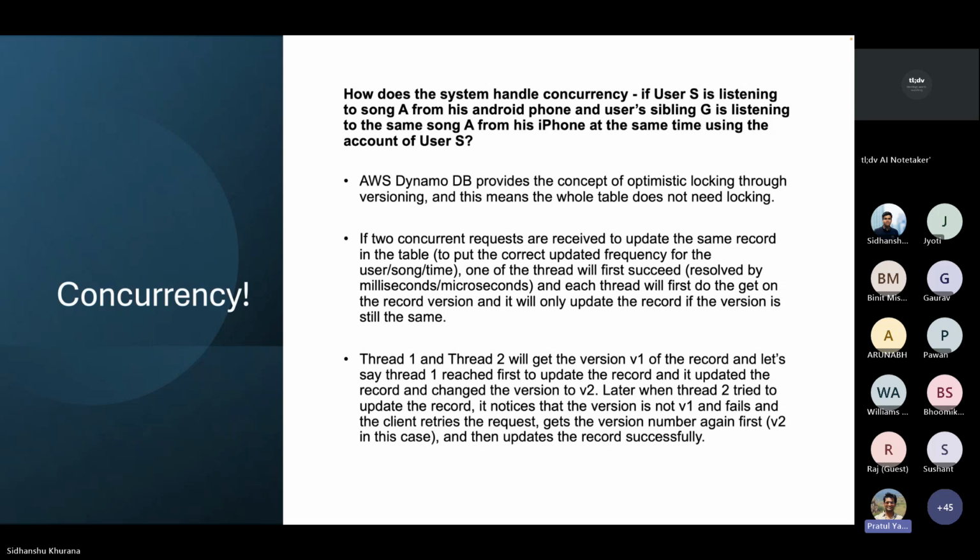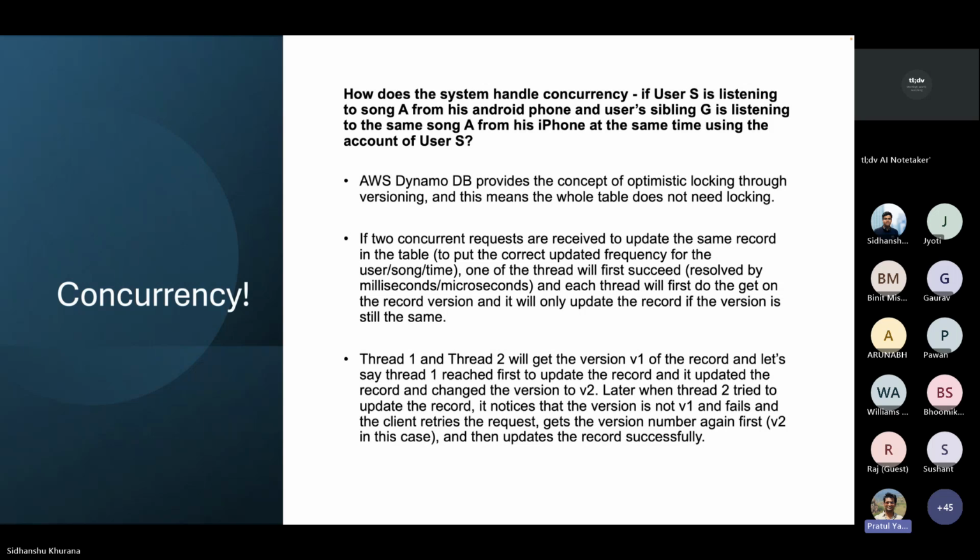So there is a concept of optimistic locking, and it is achieved through versioning. It might take a lot of time to explain this fully, but in a nutshell, every update will happen with a certain version. With this use case, there would be two concurrent requests trying to update the same record, because the account belongs to the certain user only, but there are two people listening through this account to two different songs.